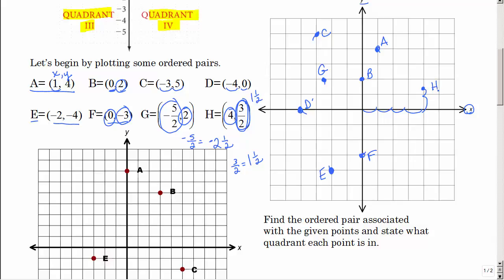Now what if those fractions were like 2/3 or 1/3? You just kind of estimate that. I'm not going to get out a ruler, but you need to realize that life is not all in pretty numbers. Sometimes we do have fractions, and on our coordinate grid, we're just going to do the closest we can get.